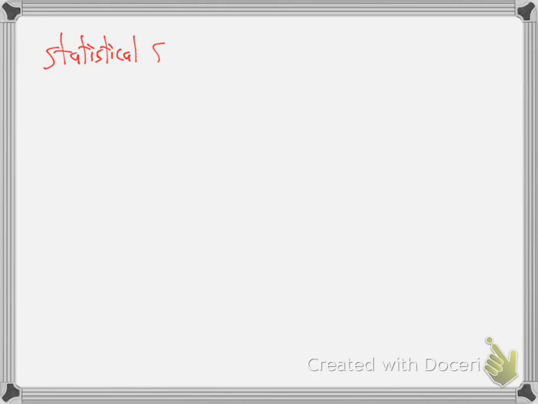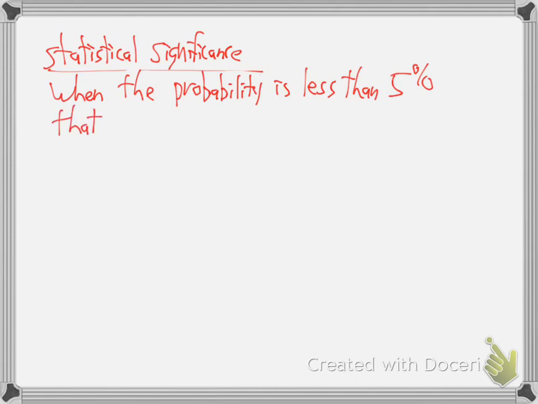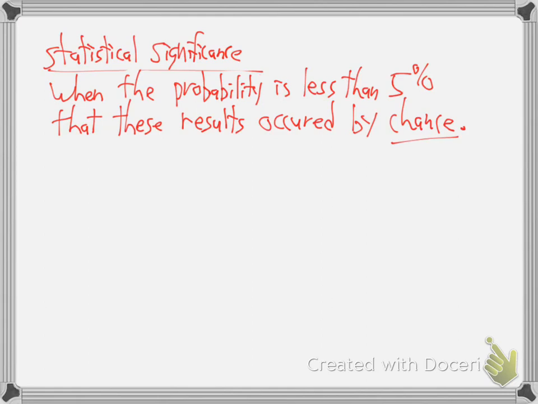Statistical significance. And then down below I'll do practical significance in a minute. Statistical significance is when the probability is less than 5% that these results occurred by chance. Less than a 5% probability that the results occurred by chance. You know what I mean?